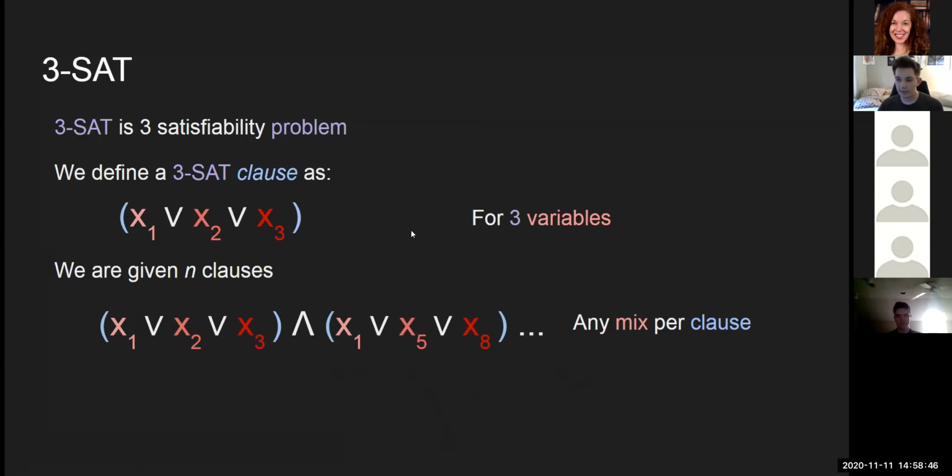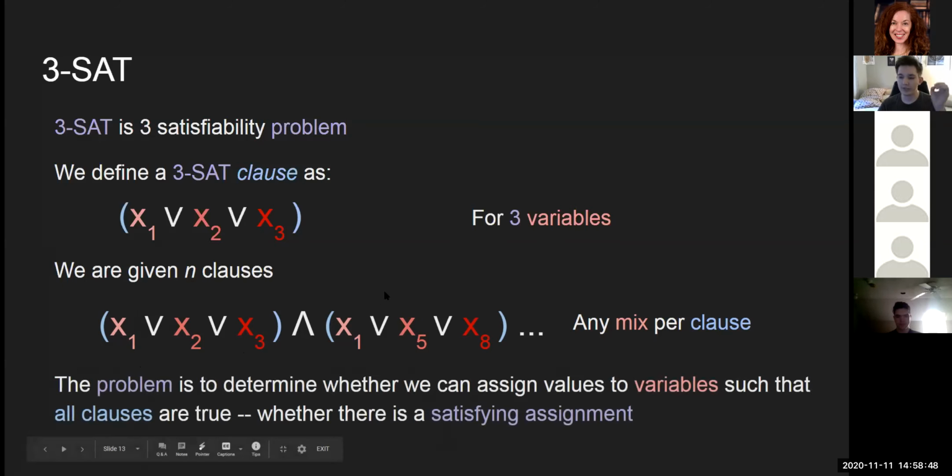The problem is finding out if there is a way to assign these variables either true or false such that this entire statement is true. The problem is to see if there is any such assignment, not to say what it is. It's easy to think about how, if you are able to say there is one, you can very likely find a solution. But for now, we're just thinking about whether there is any solution to this problem. That's what the 3-SAT problem is.